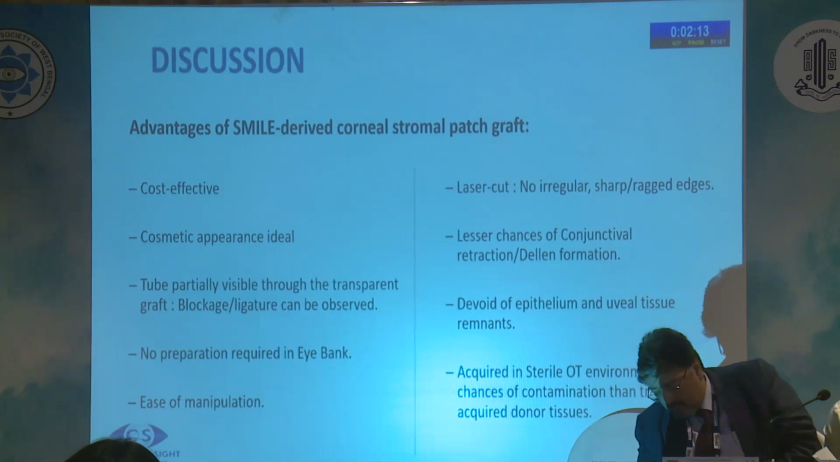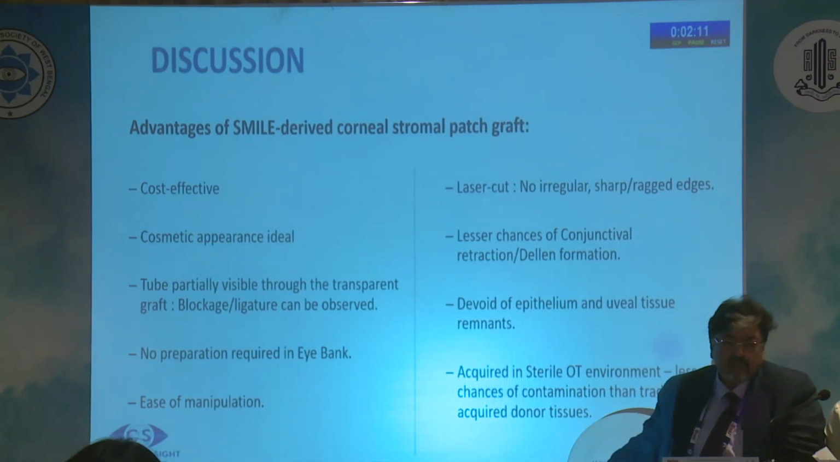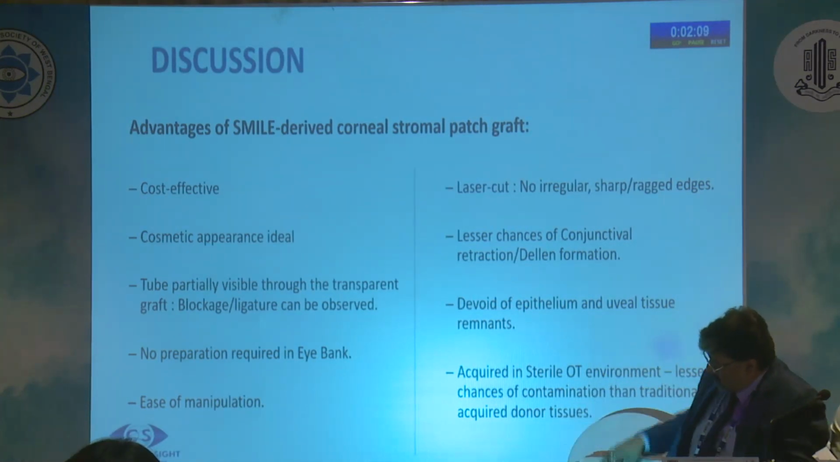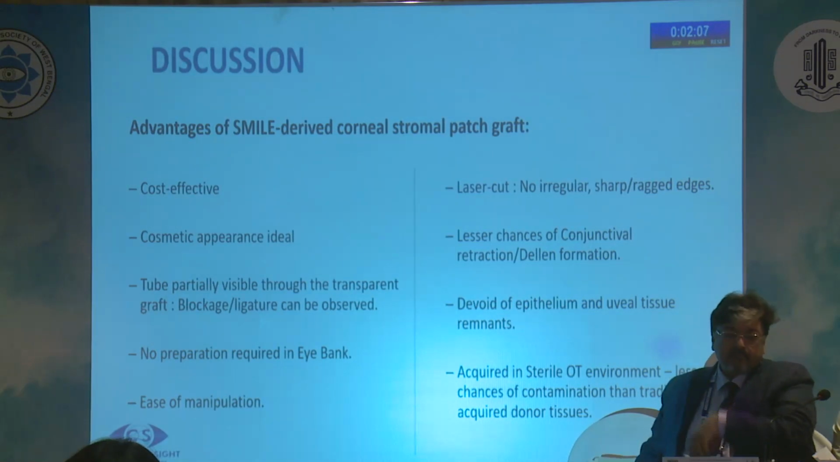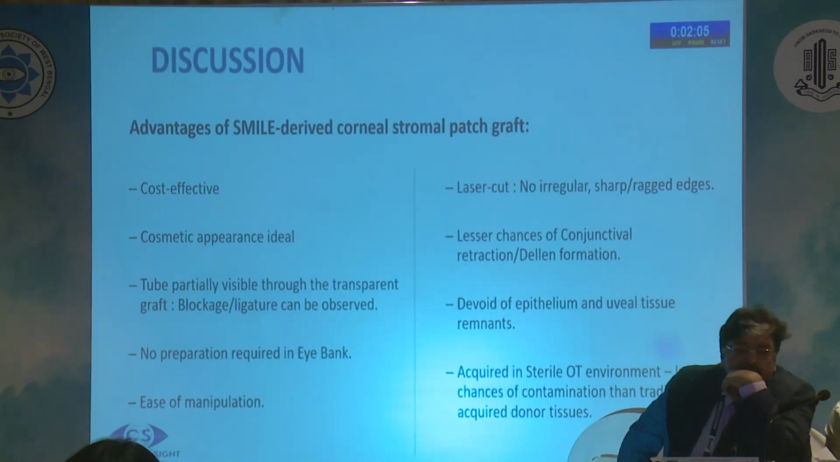It is a laser cut tissue, so there are no sharp or ragged edges, hence fewer chances of conjunctival retraction and dellen formation. This tissue is devoid of any epithelium or uveal tissue remnants, and the graft is acquired in a sterile OT environment, so there are lesser chances of contamination as compared to a traditionally acquired donor tissue.